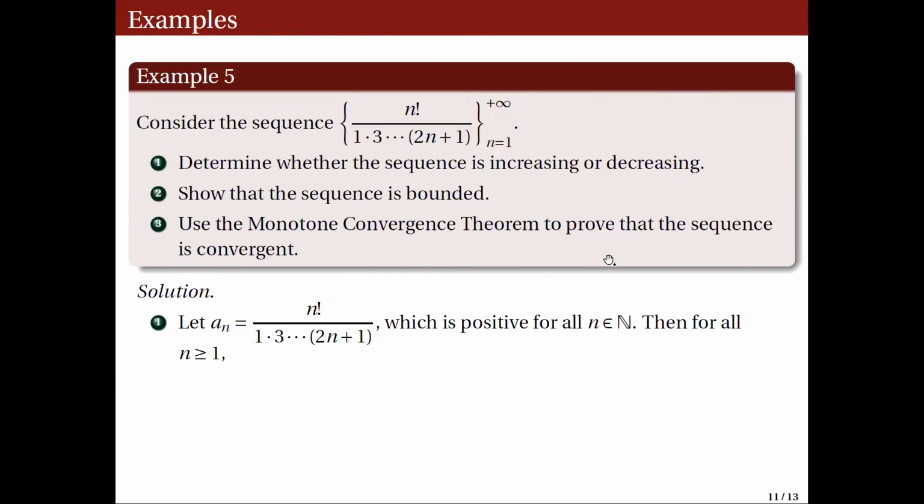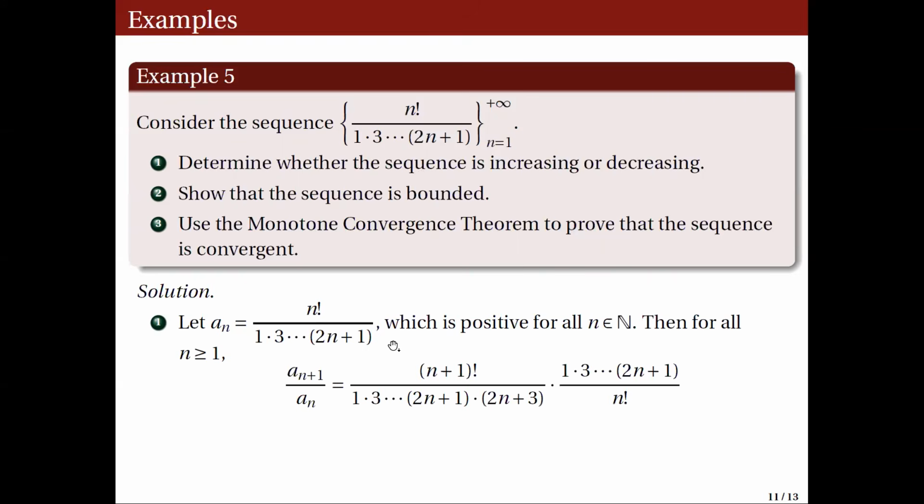Then, for all n greater than or equal to 1, we compute the ratio of the n plus 1 term with the n term, which amounts to multiplying a sub n plus 1 by the reciprocal of a sub n. So as you can see, a sub n plus 1 can be written in this way. We just have to replace n by n plus 1. So this gives us n plus 1 factorial all over 1 times 3 times and so on until 2n plus 3.